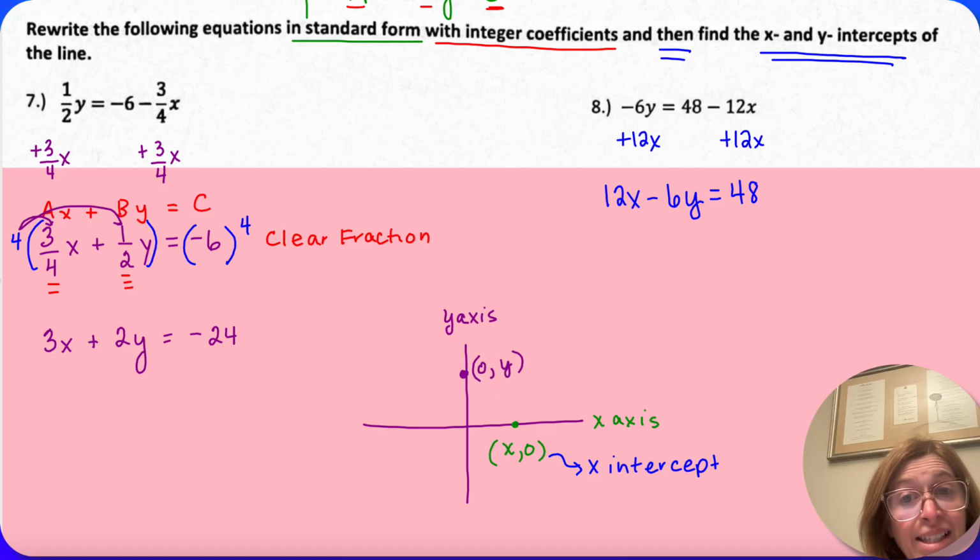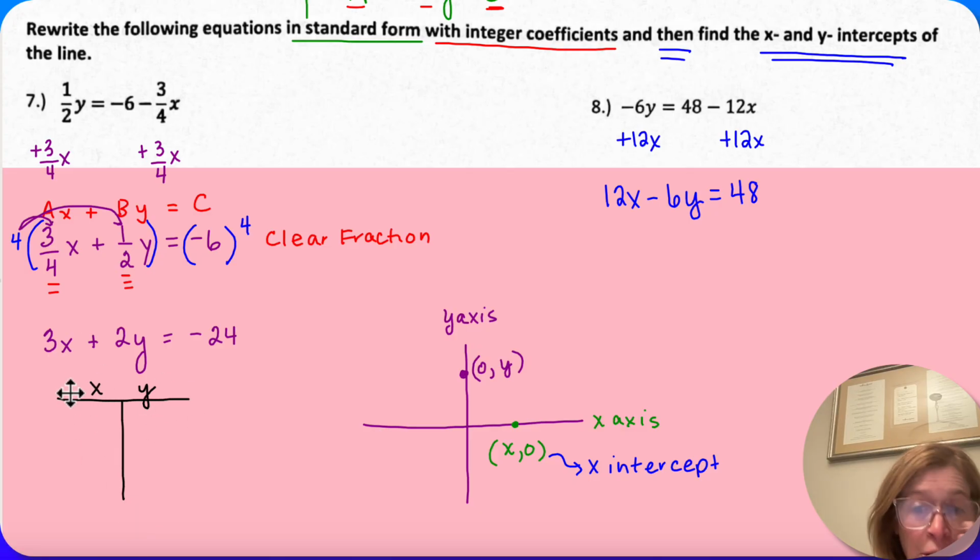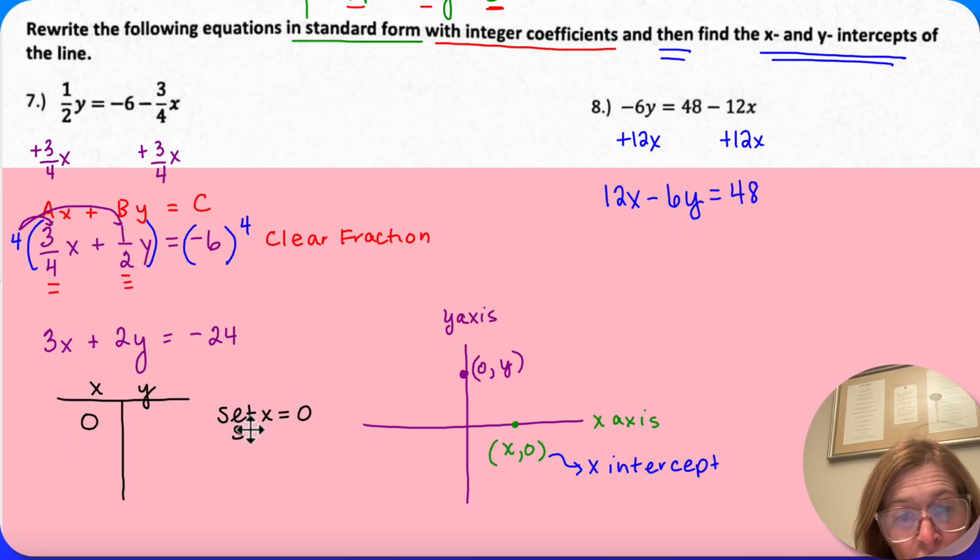So to find the x-intercept, you're going to set y equal to 0 and solve for x. And to find the y-intercept, you're going to set x equal to 0 and solve for y. So I do it like this. Not everybody does, but I make a table for myself really quickly just so I can kind of see it. So if I want to find the y-intercept, I'm going to set x equal to 0, solve for y.